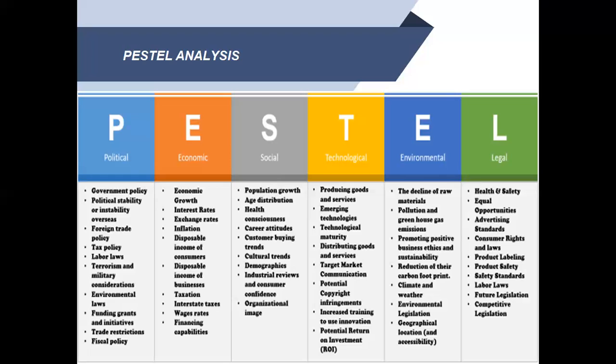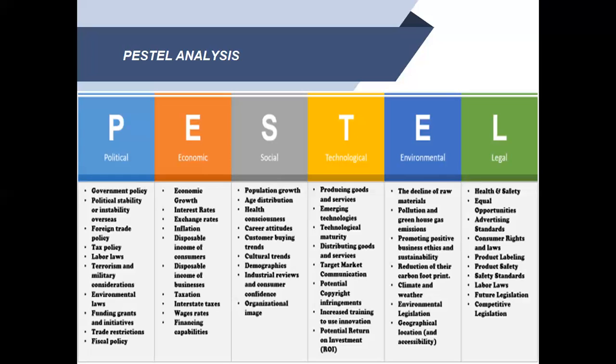If the raw material is a natural component, and if the resources are depleting, then we have to keep a check on that. Pollution and greenhouse gas emissions, and then promoting positive business ethics and sustainability, reduction of the carbon footprint of the organization, and so on and so forth. And last but not the least is legal factors.